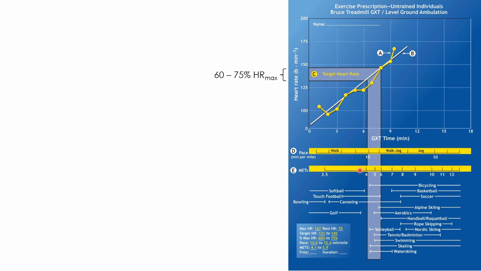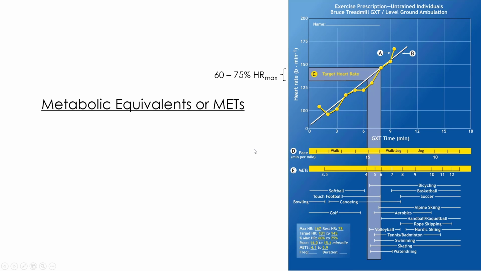And the next line here, E, shows us metabolic equivalents. And I know you talked about that in your lab, but metabolic equivalents are really, really important for us to understand here. So these are referred to as METs, but you should know that those are metabolic equivalents. So that's how that all works together here.